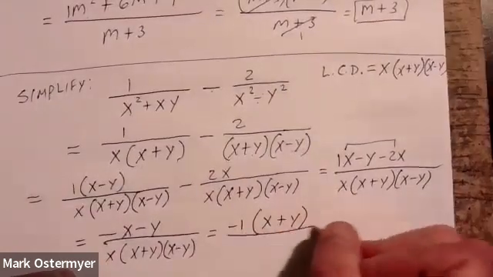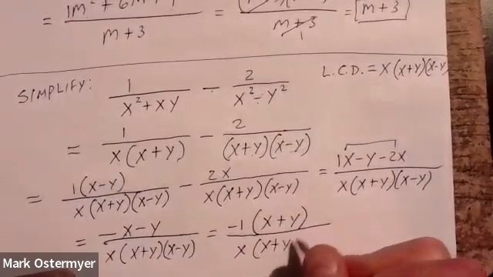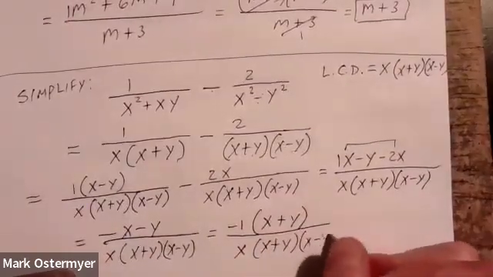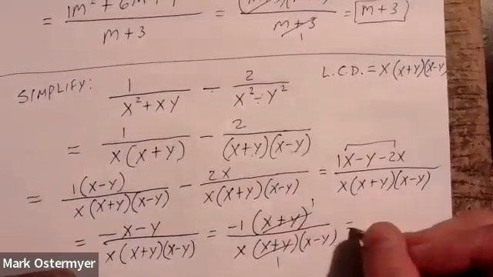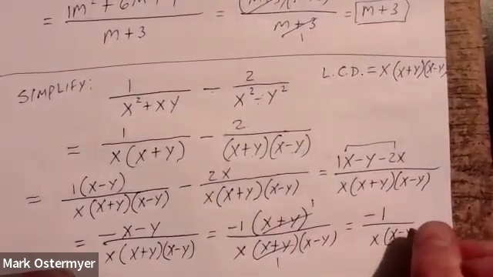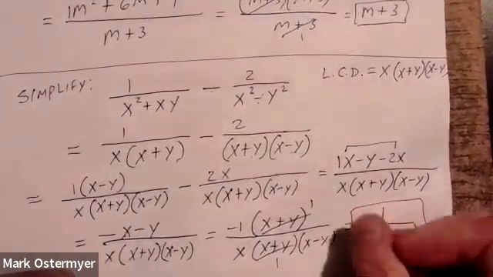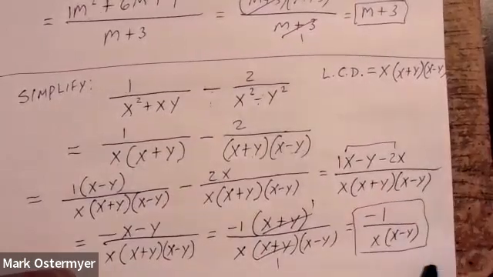Now, was that important to have done that? The answer is absolutely yes, because now we can see that the x plus y's need to reduce out. So this x plus y divides in itself, divides in this one down here one time. Final answer will be negative 1 over x times x minus y. We're finally done. We have successfully subtracted these rational expressions, and we're done.